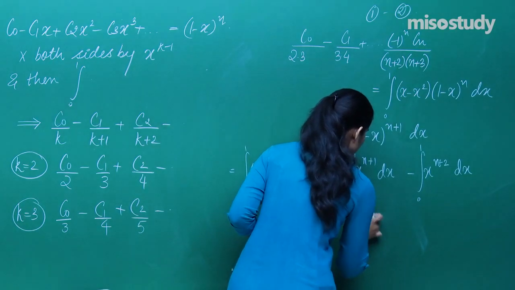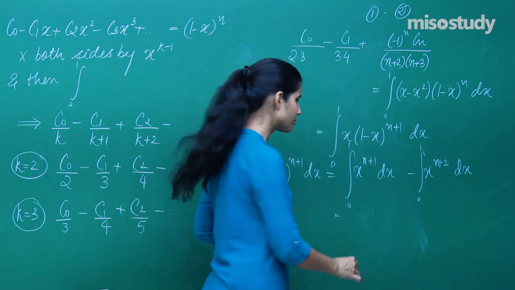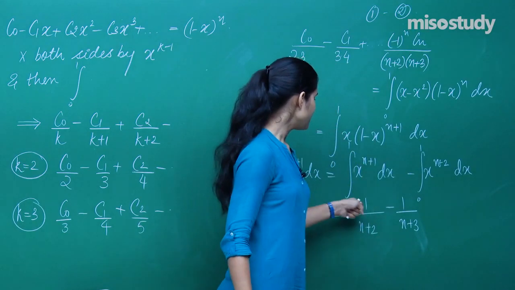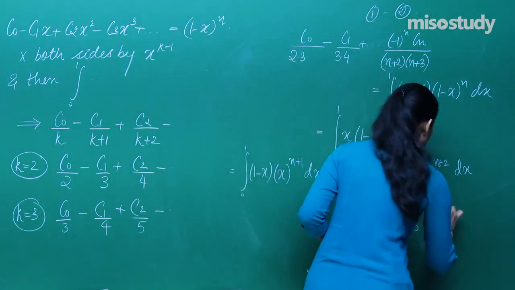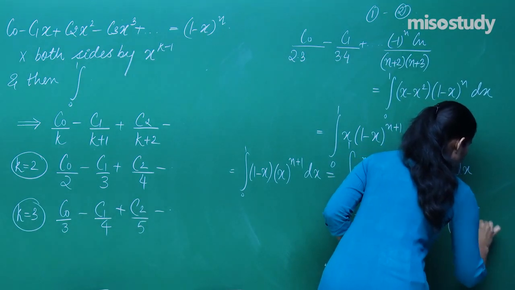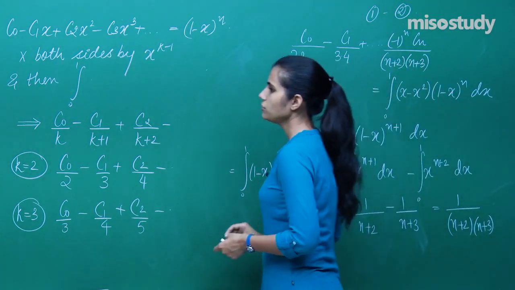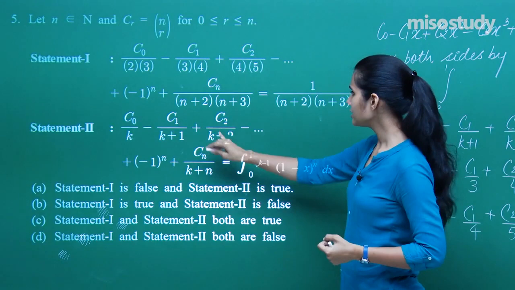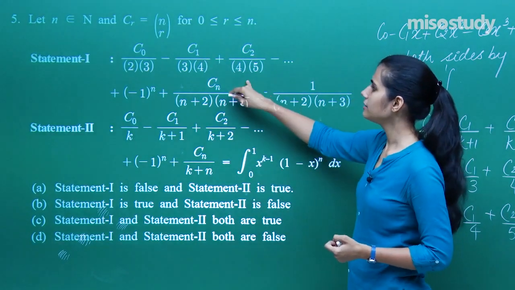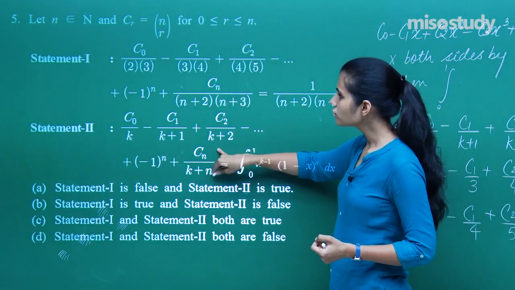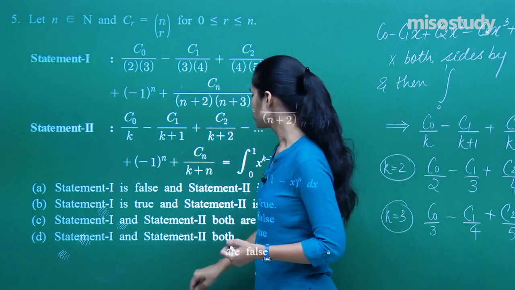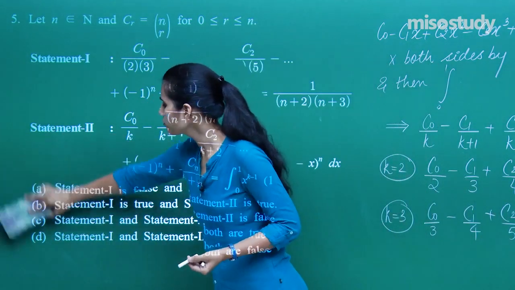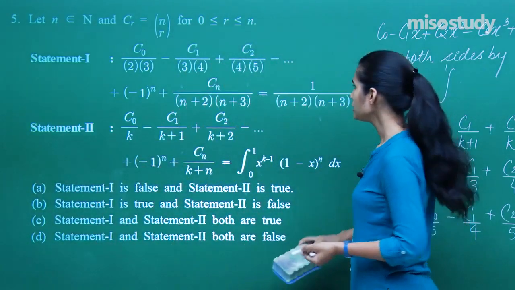So this is x to the power n plus 2 by n plus 2 from 0 to 1, which is 1 upon n plus 2. Similarly, this is 1 upon n plus 3. So n plus 3 minus n minus 2 gives you 1 upon n plus 2 into n plus 3. And that is what you have basically in here, 1 upon n plus 2 into n plus 3. Clear? So yes, it is true that this statement is equal to this, and this is implying this particular statement also. So statement 2 is true and statement 1 is also true. So you have both these statements are true. In fact, the options can be that statement 2 is implying statement 1. So yes, statement 2 is actually implying statement 1.